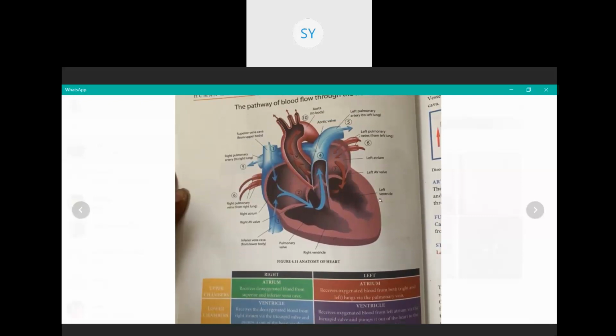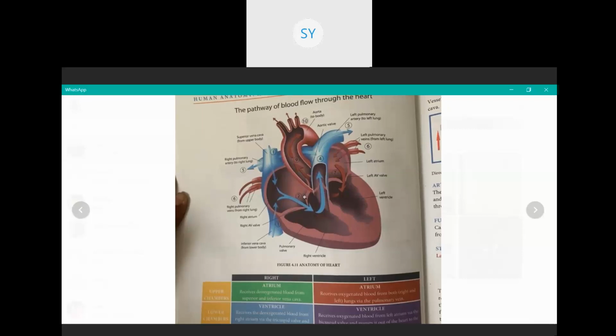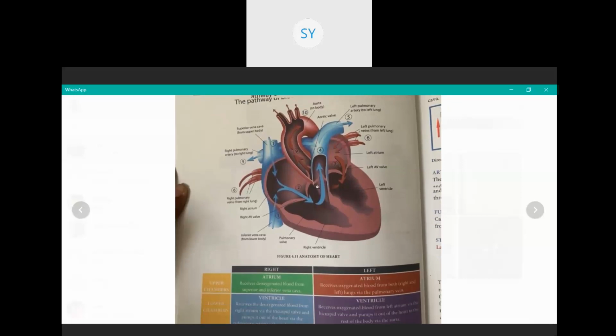So this is all about the chambers, and obviously if you want to describe what the heart is, then you should know this is a hollow muscular organ which helps to circulate the blood. This is the only term you have to remember. What it does, it just helps in circulation of the blood. So this is about the chambers.